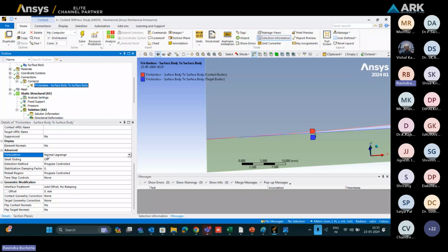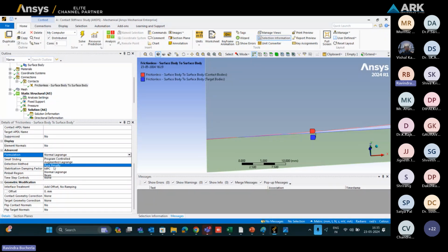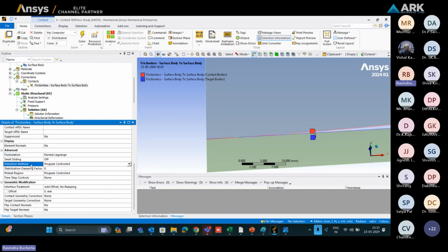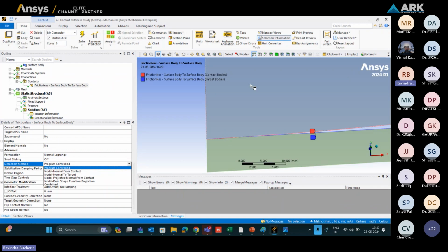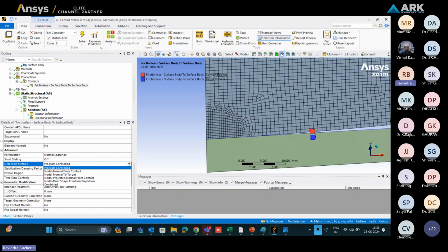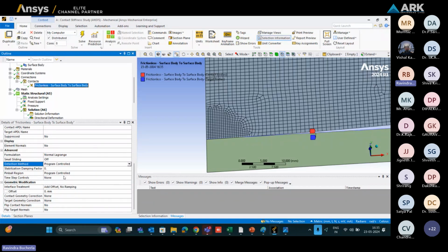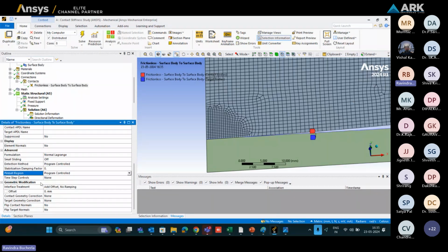So these are the things we discussed: different types of formulations, pure penalty, augmented Lagrangian, MPC, normal Lagrangian, beam kind of functions, and the detection methods. Whatever nodes are available between these two bodies, the detection of the contact will be through Gauss points or combined. Okay, so this is the pinball region. That is, if two surfaces have some gap and you still want to generate a contact between them, you can use some pinball region.